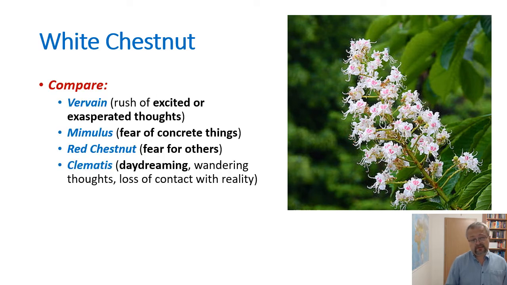We can compare white chestnut with vervain. Vervain has also a rush of thoughts, but these thoughts are excited, inspiring, or exasperated. Mimulus has a fear of concrete things, and white chestnut also sometimes has worrying thoughts that circle. Red chestnut has fear for others. Again, white chestnut can have worrying thoughts about other people. And clematis, that is daydreaming, and these thoughts also are whirling, wandering, but there is not this going in circles.